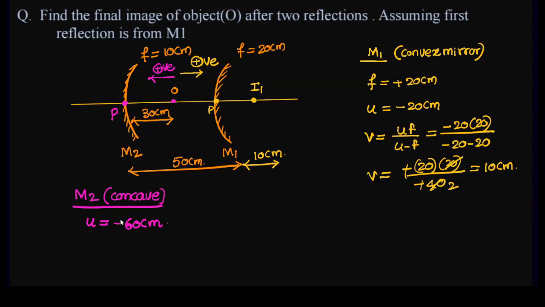Now tell me, the focal length is how much? Minus 10. Now find the V value. That is UF by U minus F, which will come to be minus 12 centimeters. Minus 12 from where?